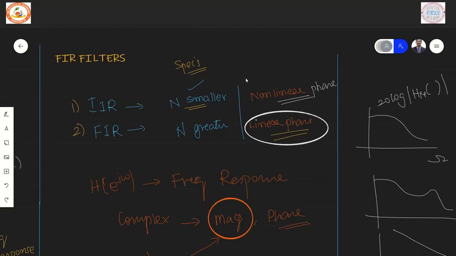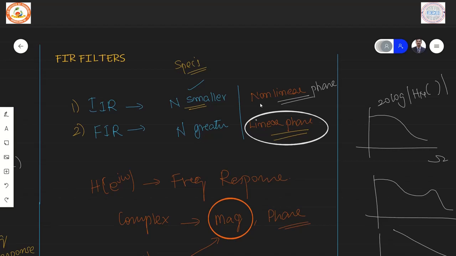Let us learn a few things about the FIR filter. When you compare IIR, which is infinite impulse response, with FIR, which is finite impulse response, few of the properties will emerge. The first thing is that whenever you design an FIR filter, the order n is always larger compared to that for the same specifications when designed using IIR method. So the IIR results in a smaller order.